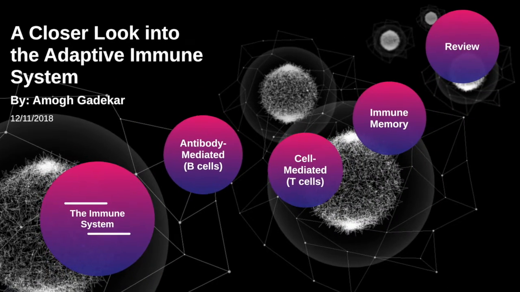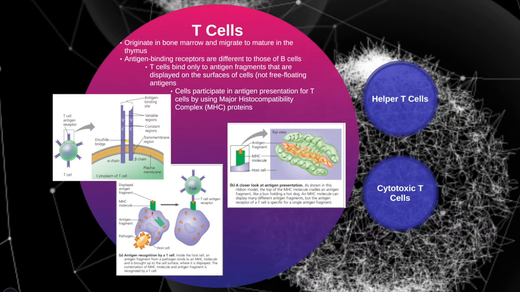Now, in the cell-mediated response, we have T cells, and like the B cells, they originate in the bone marrow, but later they migrate to mature in the thymus, hence the name T cells. The antigen binding receptors are different to those of B cells. If you look at this diagram, you'll see that they consist of an alpha chain and a beta chain, which are bridged together by a disulfide bridge, and they have one antigen binding site.